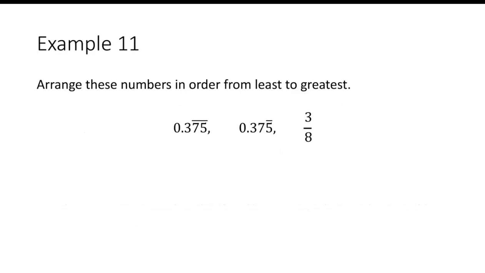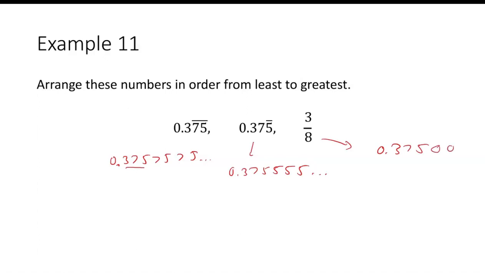So let's try to arrange these from least to greatest. The first is 0.375 with the 75 repeating. As a decimal, that's 0.3757575, and so on. The second one is 0.375, and then the 5's repeating. And the third one is 0.375, and then after that it's all zeros. If you look at the first three digits, they're all the same.